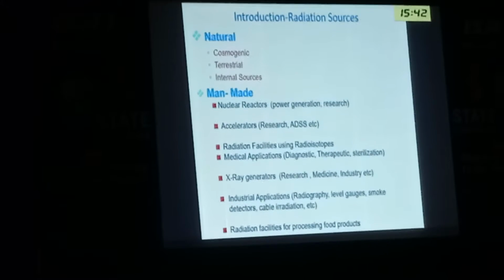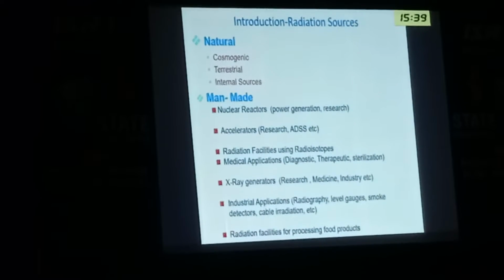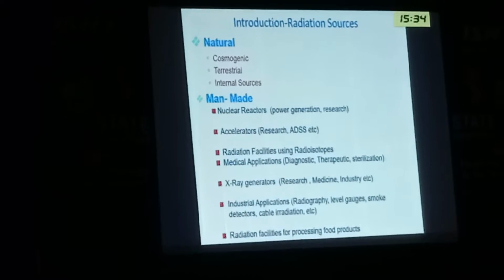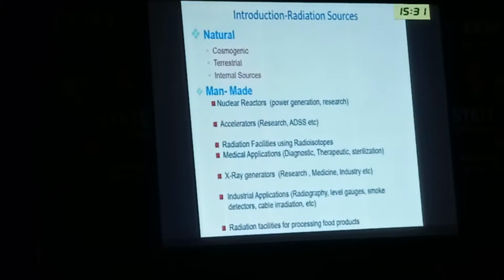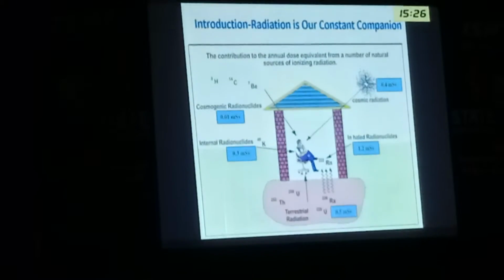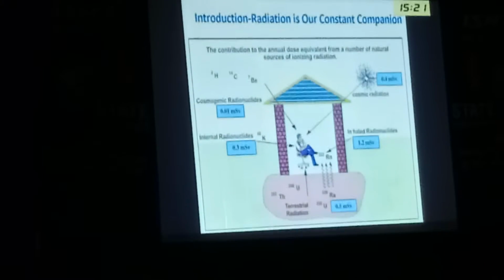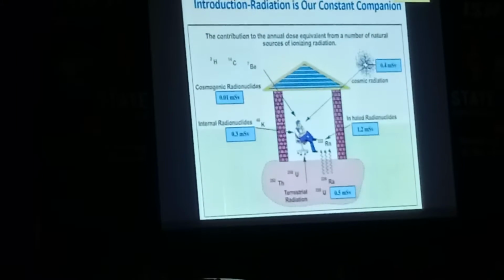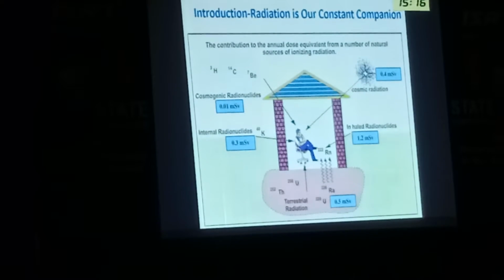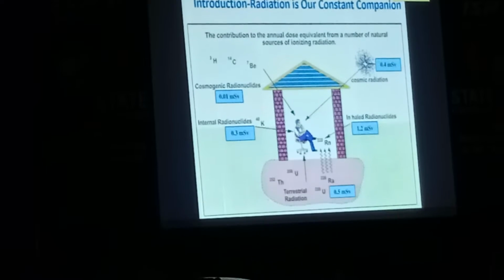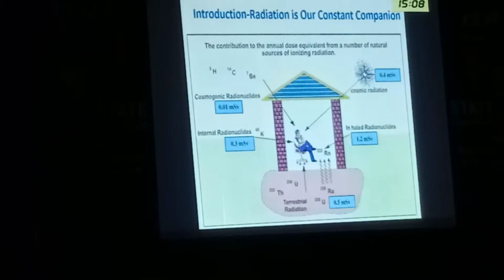Nucleonic gauges are used for monitoring level, pressure or thickness. Then radiation facilities for processing food products. This is one of the booming areas in India also, and the government of India is patronizing this right now. If you see the natural radiation sources, you will get most probably 2.4 millisievert of dose from cosmic, internal radionuclides, inhaled radionuclides and terrestrial sources.